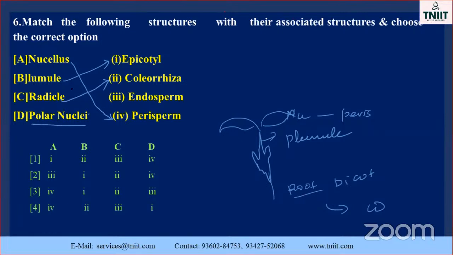The polar nuclei form the endosperm. So which is the option? Plumule is the first one, so option C1 is the correct answer. Okay, this is a NEET question, my dear, 2023. Definitely it will come in this part. Okay, go to the next.